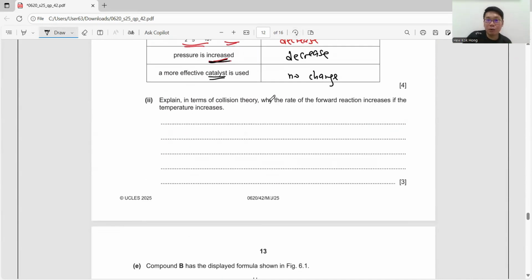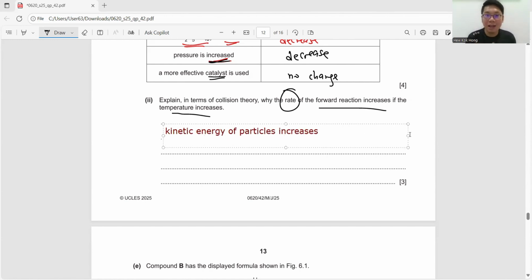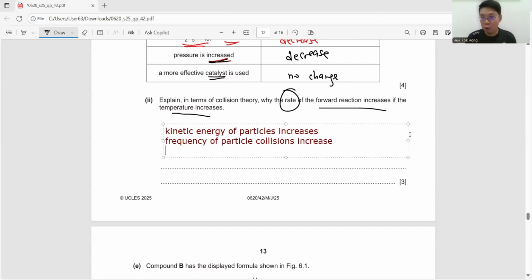Explain in terms of collision theory why the rate of forward reaction increases when the temperature increases. So remember, when we talk about the rate, temperature increase will cause the kinetic energy of particles to increase. When the kinetic energy of particles increases, it will cause 2 situations. First situation is the frequency of collision between the particles increases. And also, this is the specific term for temperature: it will cause a higher proportion of collisions to achieve the activation energy.